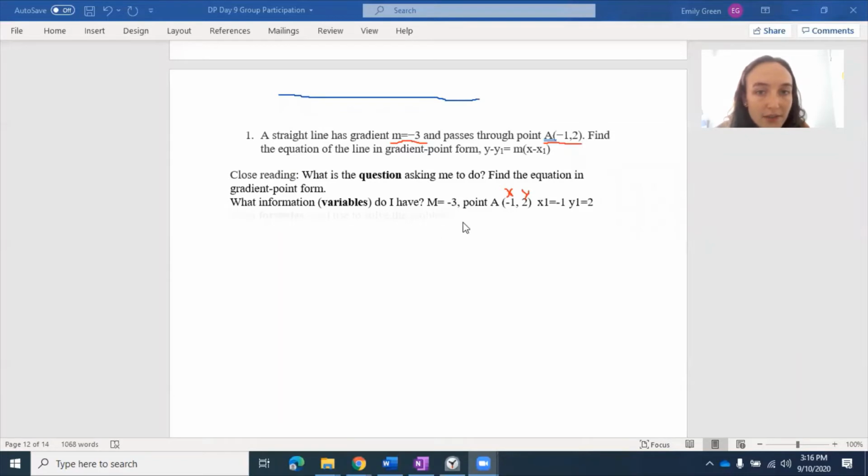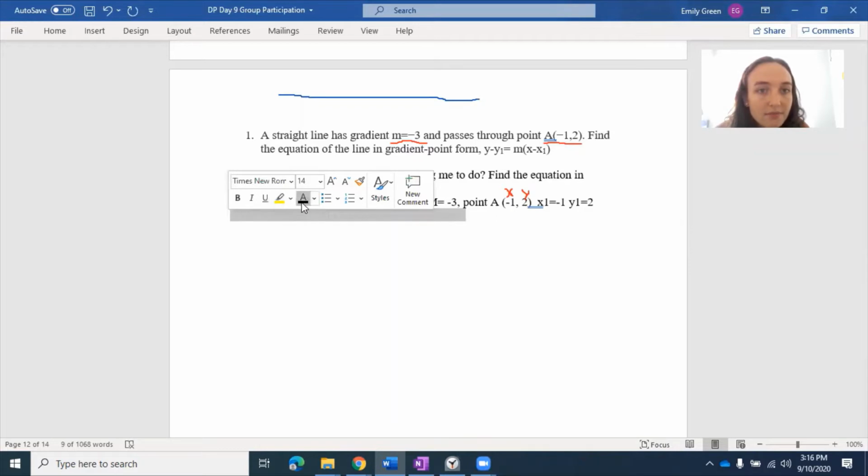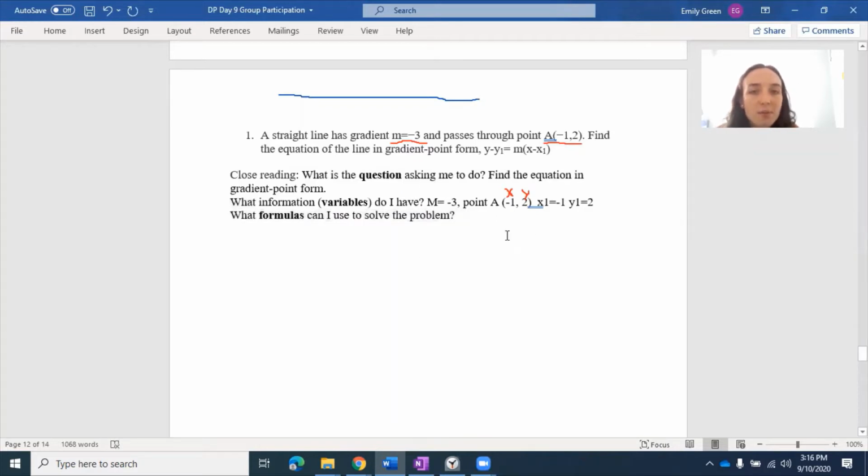The last question that we ask for close reading has to do with formulas. What formulas can I use to solve the problem? And in this example, I actually have it written right here. This is the formula for gradient point form. You might not always see that, but you should always know that gradient point form is y minus y1 equals m times x minus x1. So I'll just copy that and paste it here. From here, I have everything I need to solve. So when I solve, all I need to do is plug in the numbers.